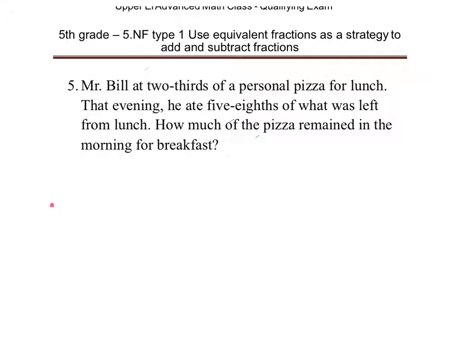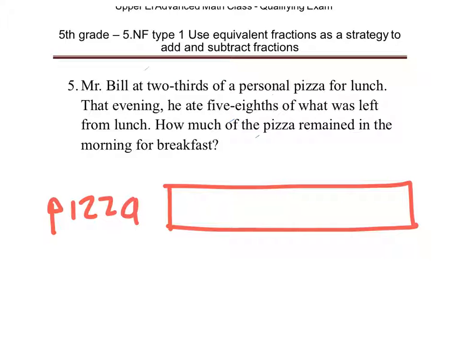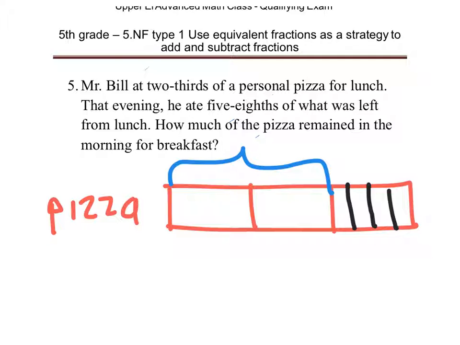Okay, so what are we talking about here? Talking about pizza. And so if we think about the whole, so what happened at first? So at first, we ate 2/3. And then we ate 5/8 of what was left. Okay, so we take what's left and cut it in half. We cut each half in half till we get quarters. And then we cut each of those in half to get eighths. And how many did Mr. Bill eat of that? He ate 1, 2, 3, 4, 5.